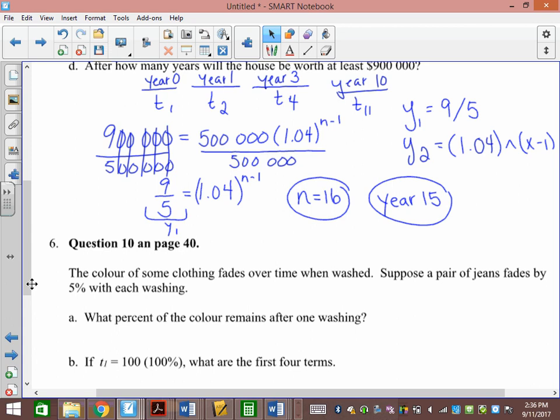So page 39. Page 39, 2C. 3A and C. Number 4. Number 5, B and C.